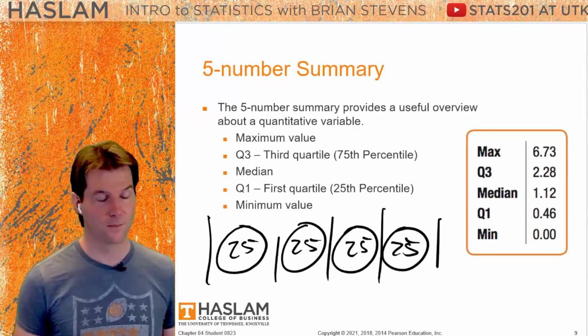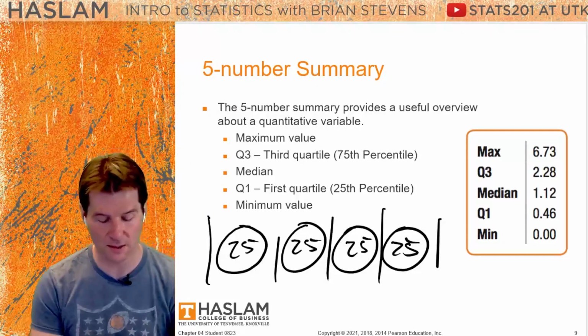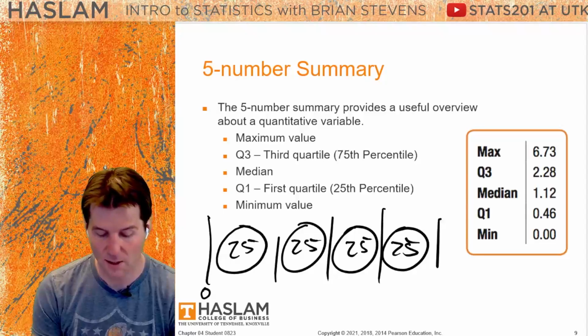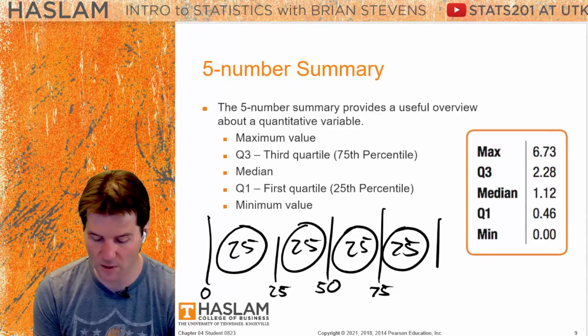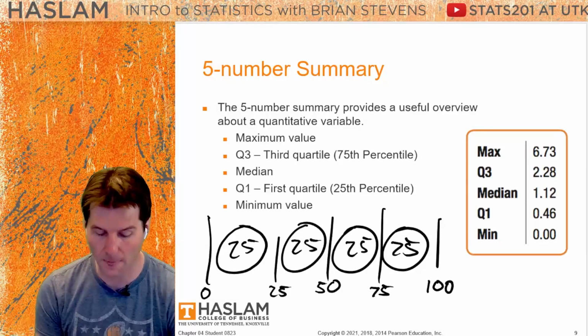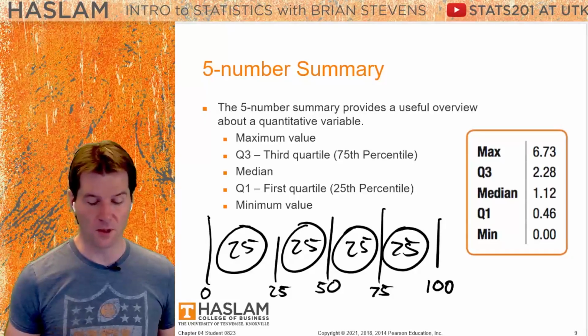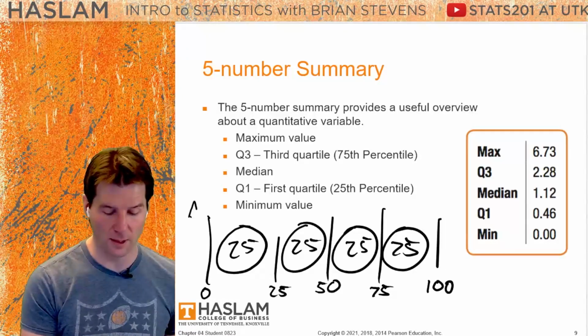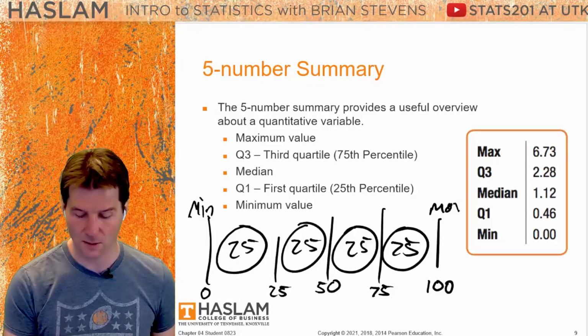Watch this. How much data have you gone through at the very start of your data set? 0%. Now you've gone through 25, 50, 75%, 100% of your data. Now let's try to come up with some names we've heard of before. The lowest number in your data set would be the min. The highest number in your data set would be the max.